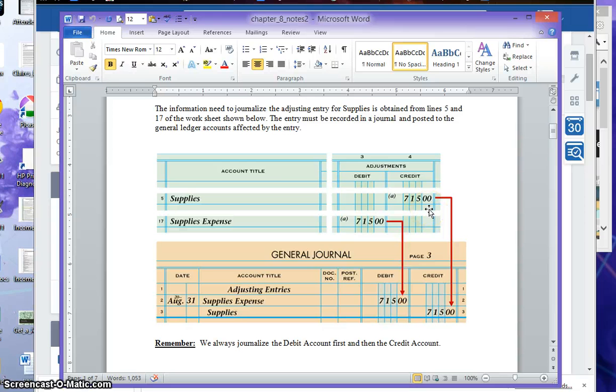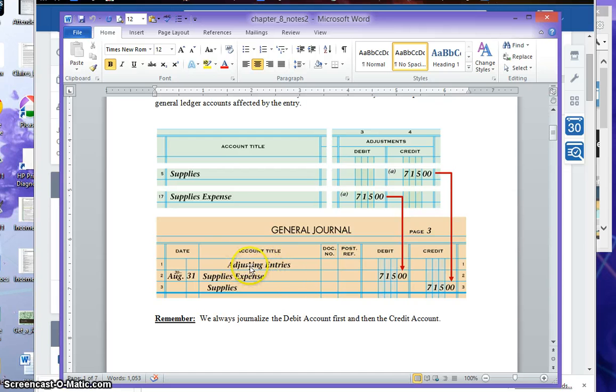So now we're just going to take that information and record it into our general journal. So we're going to start with our account title. We're going to call it Adjusting Entries. And remember, we always journalize our debit first and then our credit account. So we just take this information, the debit is our supplies expense, and we write the date, supplies expense, and the amount debited, and our credit is our supplies, so we do the same thing for the supplies, we just record it in the credit amount.